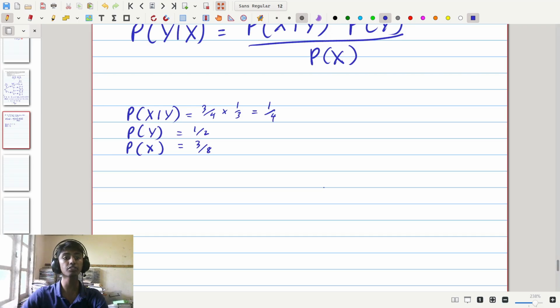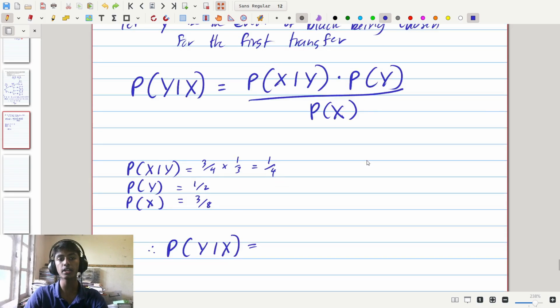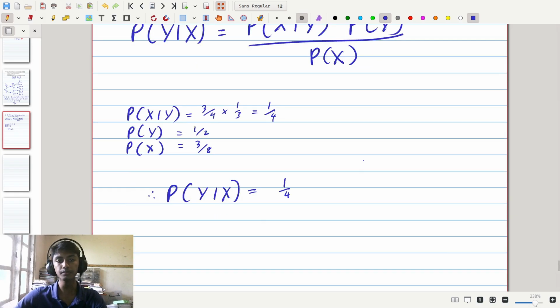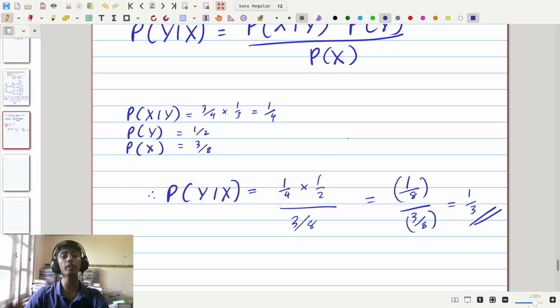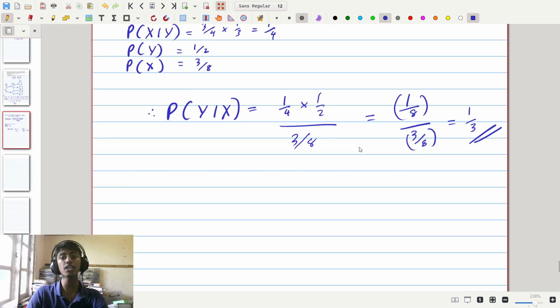So now using this, we can substitute into the above equation and say that therefore probability of y given x, which is what we want, is equal to 1/4 times P(y), which is 1/2, divided by probability of x, which is 3/8, and we can see this simplifies to 1/8 divided by 3/8, and if we simplify this, we're going to get 1/3, and therefore the probability of y given x occurring is equal to 1/3.